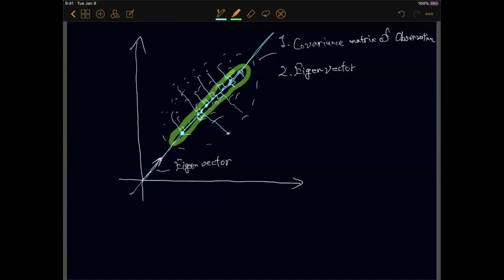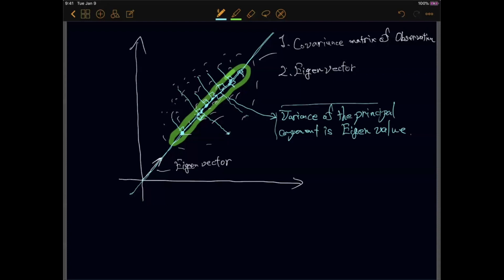So as I have said, the variance on the principal component is the eigenvalue. So that's how it works. That's principal component analysis. Hopefully it can help you understand the basics of principal component analysis.